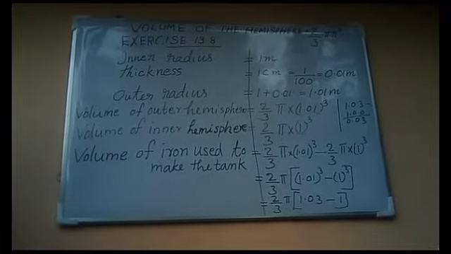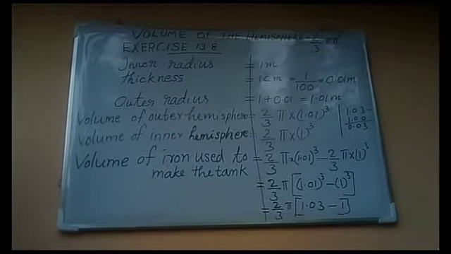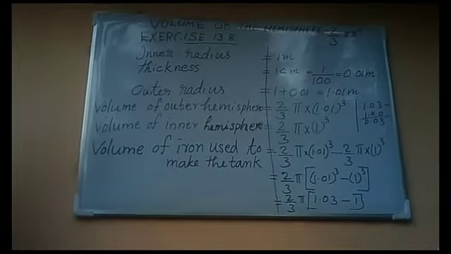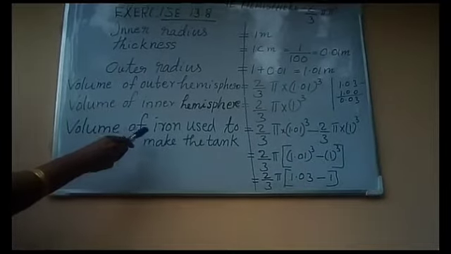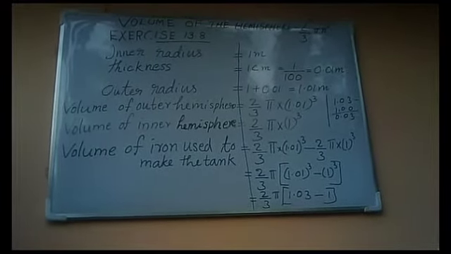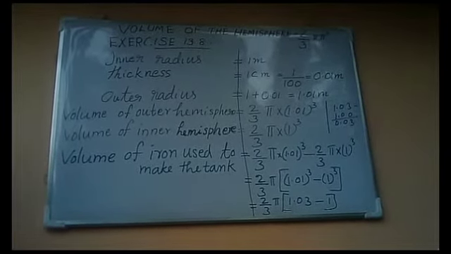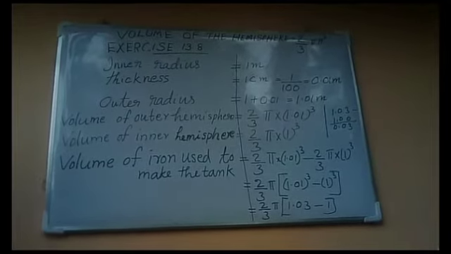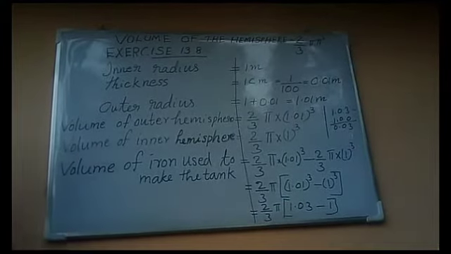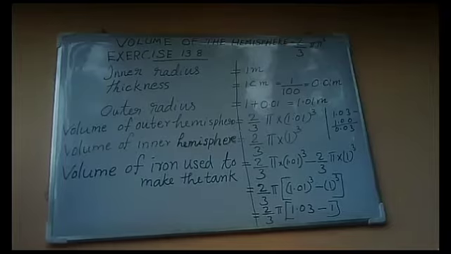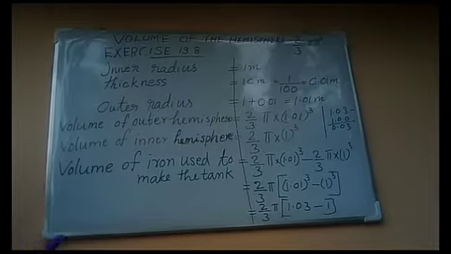First you find the volume of the outer hemisphere, that is 2 by 3 pi into 1.01 cube. Volume of the inner hemisphere is equal to 2 by 3 pi into 1 cube. So our question, the volume of iron used to make the tank, is 2 by 3 pi into 1.01 cube minus 2 by 3 pi into 1 cube. Here 2 by 3 pi is common for both parts. Take 2 by 3 pi outside: 2 by 3 pi into (1.01 cube minus 1 cube).